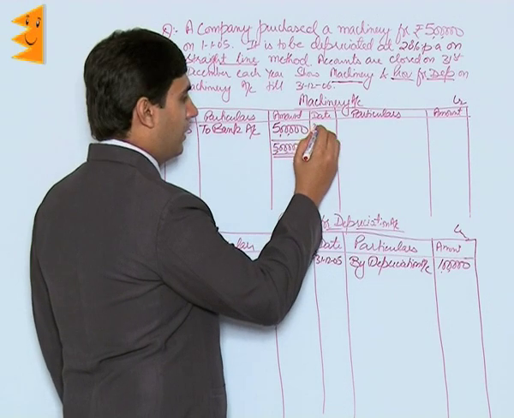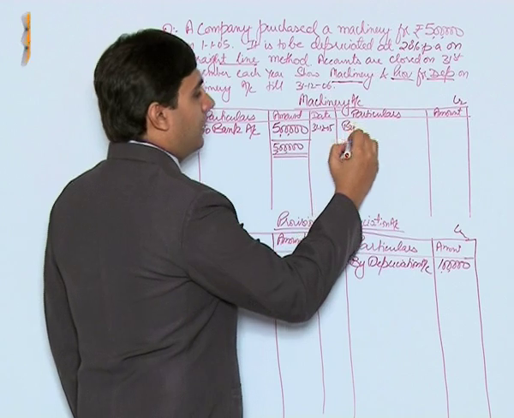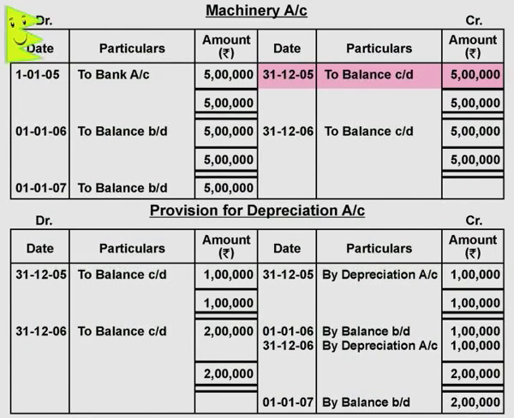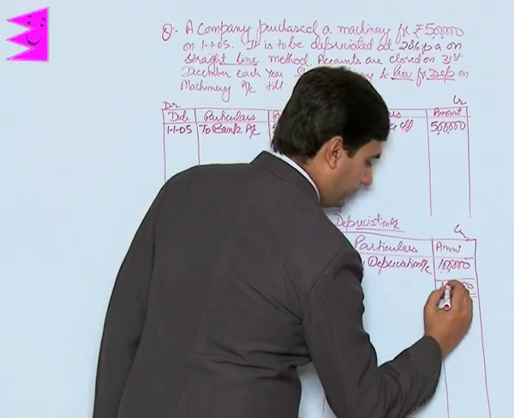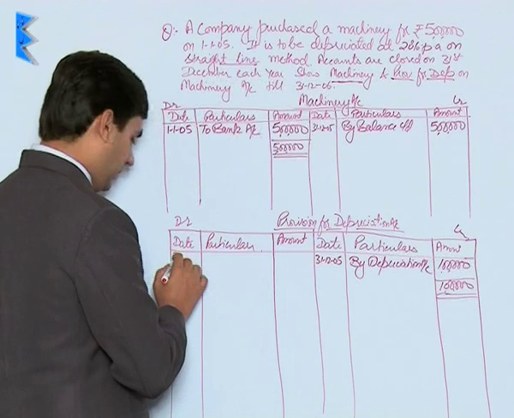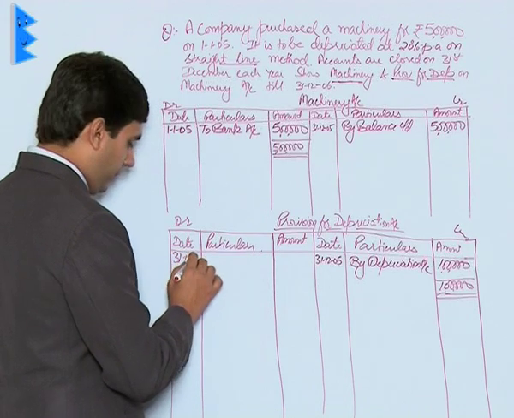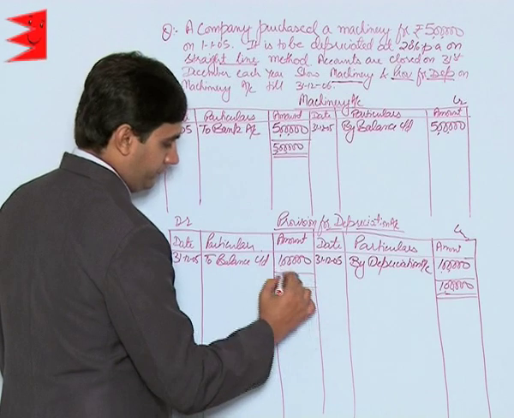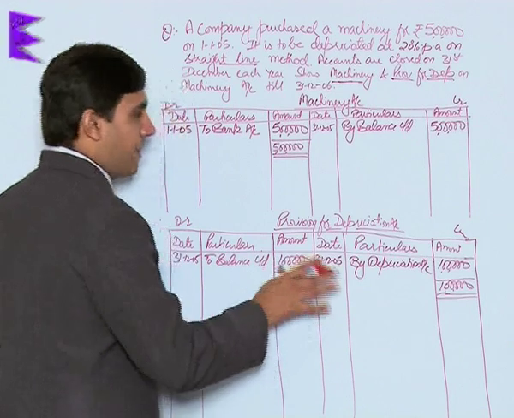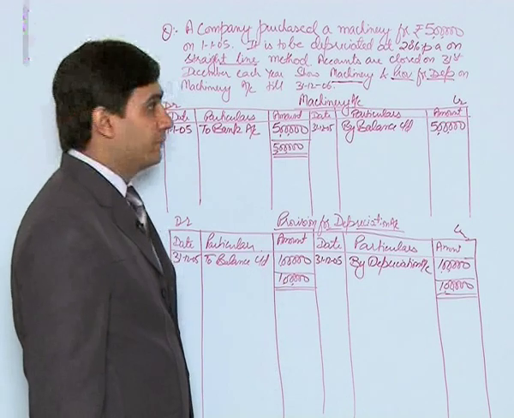That is on 31/12/2005, by balance carried down 5 lakh. In this case, the total here on the credit side is 1 lakh. So the closing balance will be on the debit side. To balance carried down 1 lakh. This marks the end of year 2005.